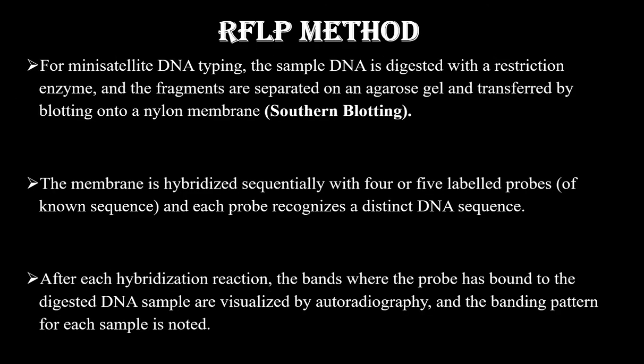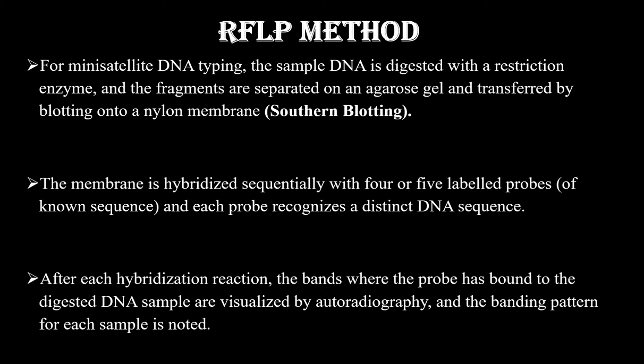How the method works, that is the RFLP method. For mini-satellite DNA typing, the sample DNA is digested with a restriction enzyme and the fragments are separated on agarose gel and transferred by blotting onto the nylon membrane by Southern blotting method. The membrane is hybridized sequentially with 4 to 5 labeled probes of known sequence. Probe means labeled sequence of the DNA.